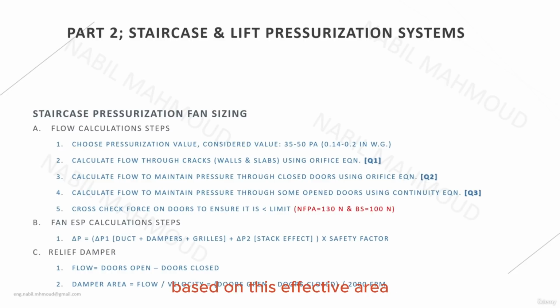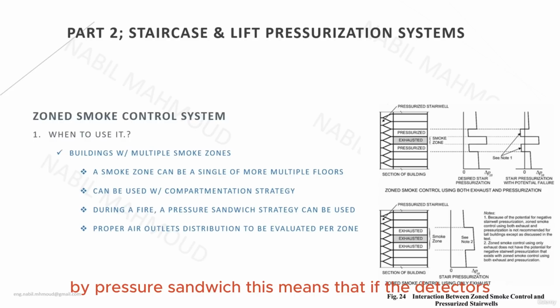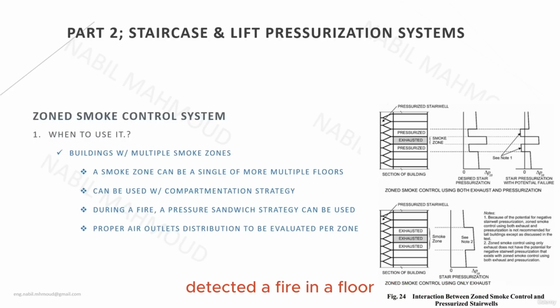In this video, we are going to discuss the subject of the zoned smoke control system. Zone smoke control systems, or what's known as the pressure sandwich system, simply said, you create a pressure sandwich. By pressure sandwich, this means that if the detectors detect a fire in a floor, then this floor will be on the exhaust mode, and the floors on top of it and below it will be either on the exhaust mode as well, or on positive pressurization mode. This will mean that you will be able to contain the smoke from spreading in the remaining floors.